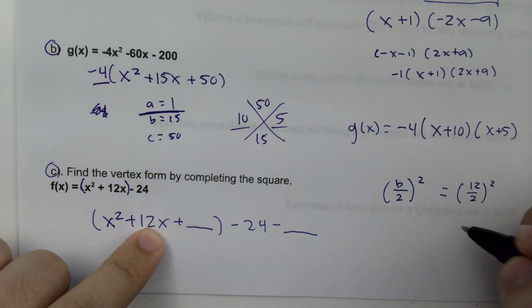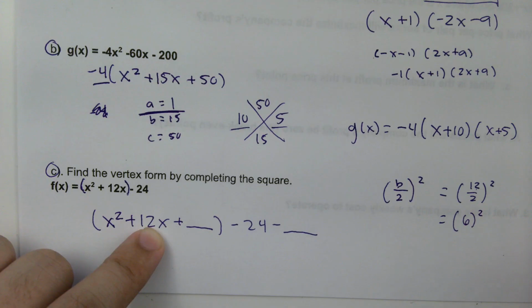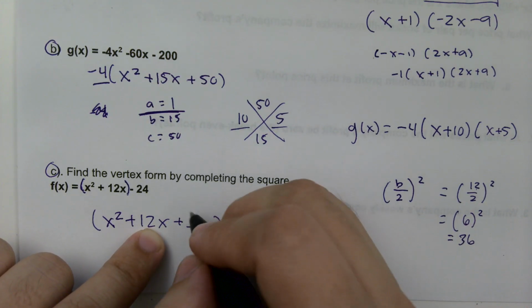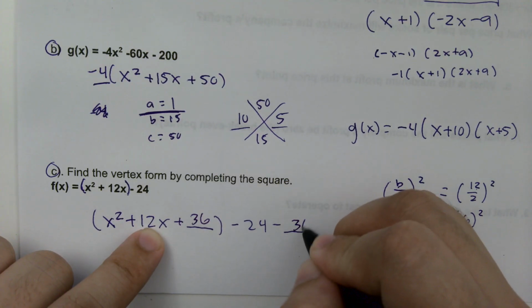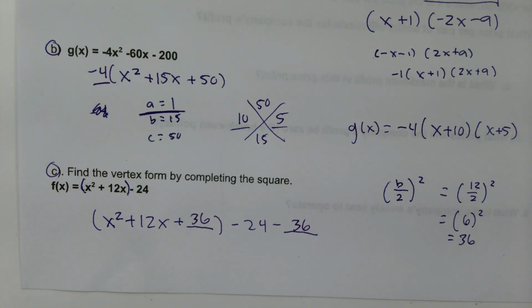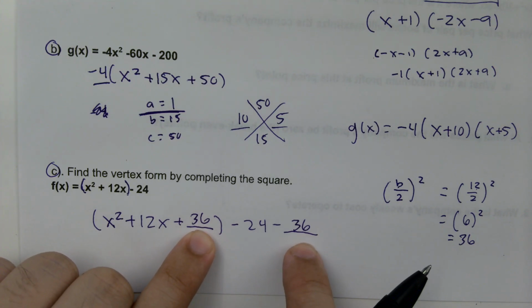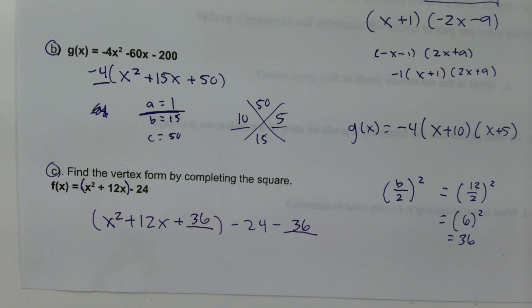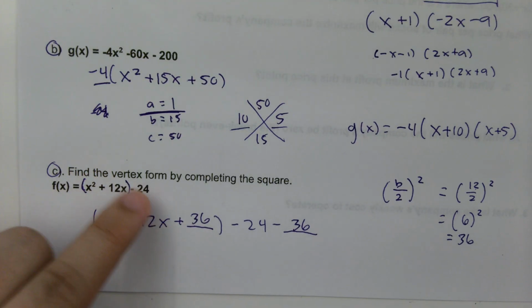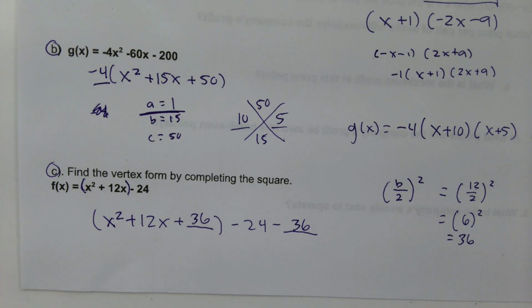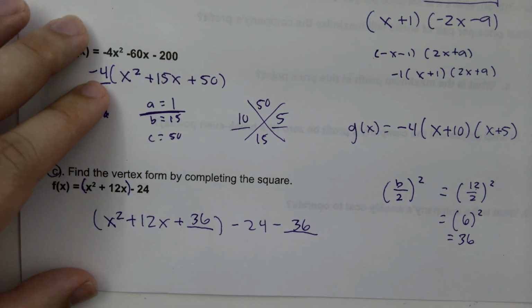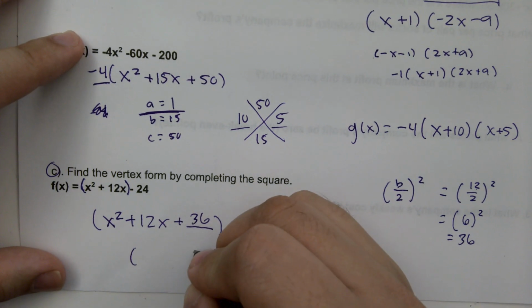Quantity squared. 12 over 2 is 6 squared. So this is 36. So my magical number is plus 36 minus 36. And again, the idea behind adding 36 and subtracting 36 is you really just added 0. You didn't change what this is. You simply changed what it looks like. And why we do that is to create a perfect square.